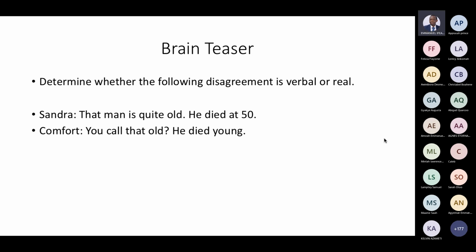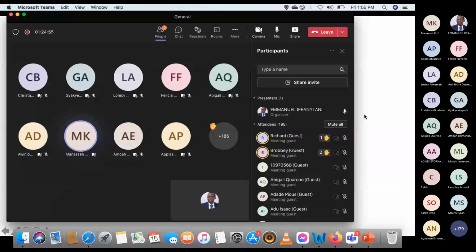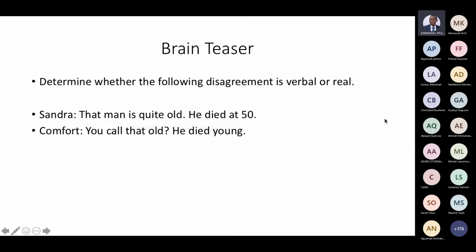And that is why there is a disagreement. So Sandra thinks that old is 50, and Comfort thinks that old is more than 50, and that 50 should not be classified as old. And so I think the disagreement is about what old entails, just like a disagreement about what being a Christian entails. So it's a verbal disagreement.